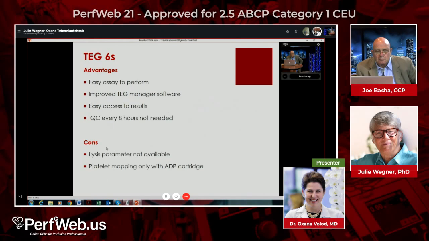5000s. As I mentioned, there is no lysis parameter, and at this time, platelet mapping is only available with the ADP cartridge, not arachidonic acid. So we do not use TEG 6s for platelet mapping in our institution. We use it for the OR, liver, and cardiac ORs. However, I am looking forward to seeing new developments of the TEG.